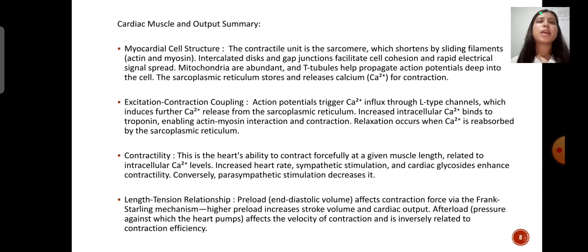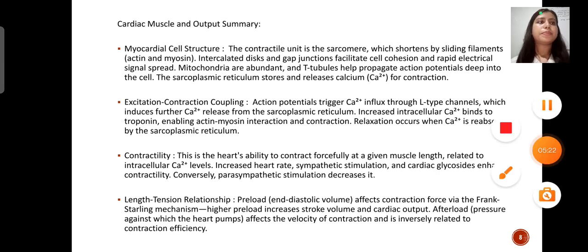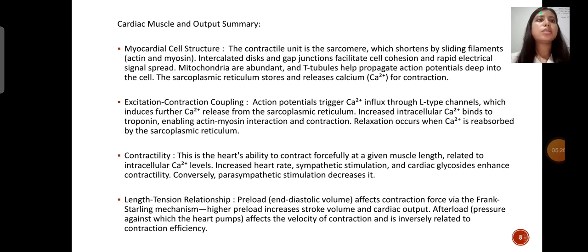Then excitation-contraction coupling. The action potentials here trigger the calcium influx through the L-type channels, which induces further calcium release from the sarcoplasmic reticulum. This increases the intracellular calcium, which binds to troponin, enabling the actin-myosin interaction and contraction. Relaxation occurs when calcium is reabsorbed by the sarcoplasmic reticulum.